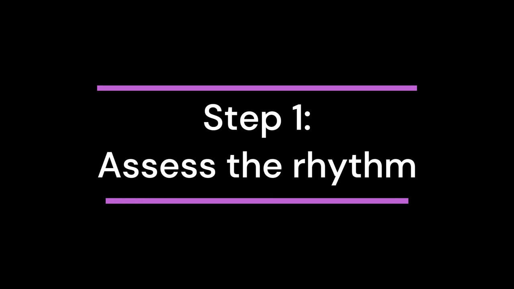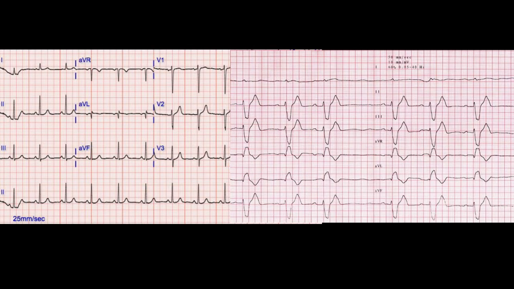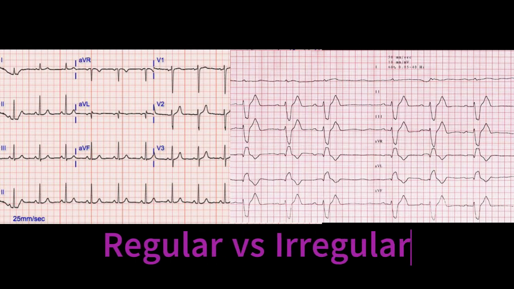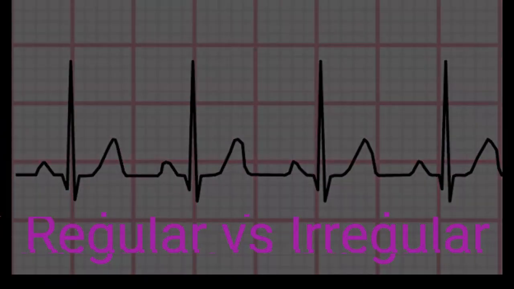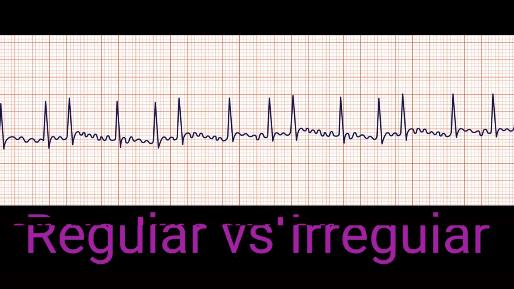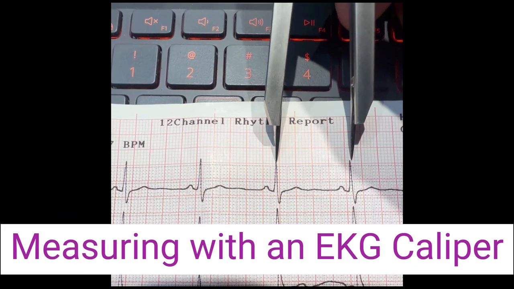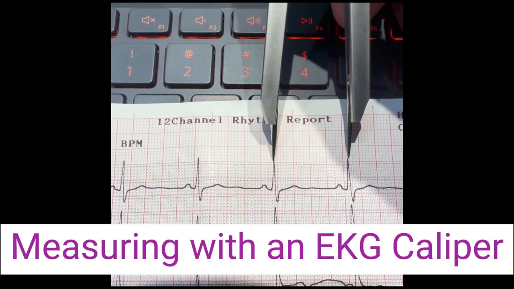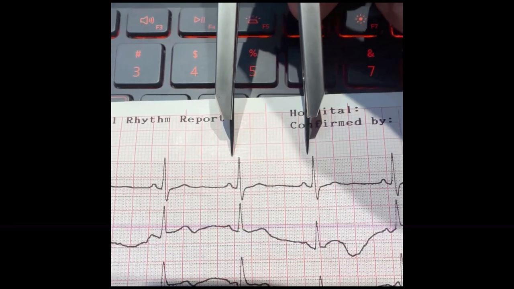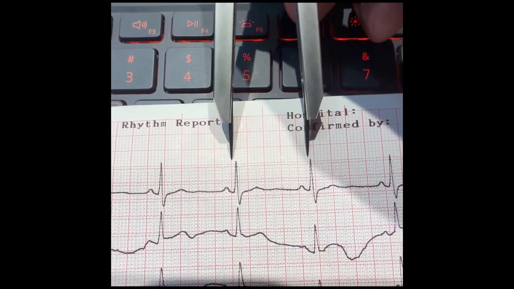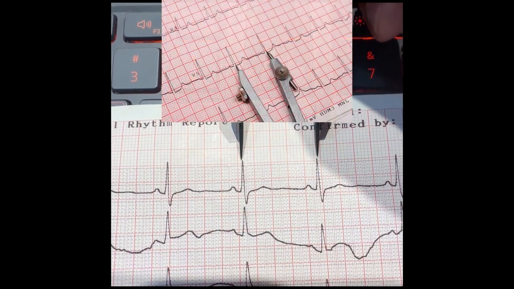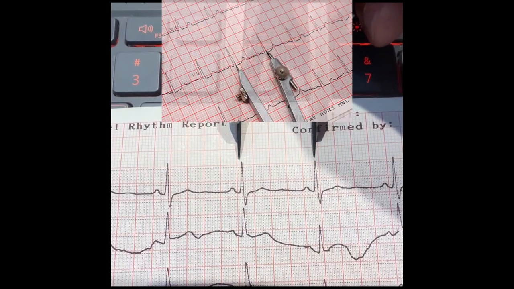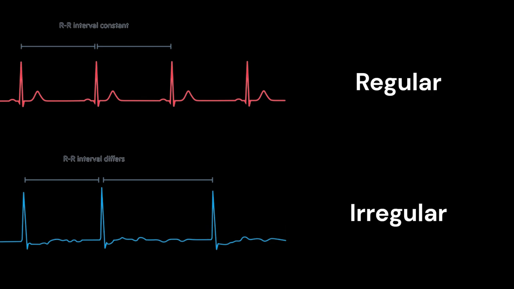Step 1, assess the rhythm. The first step is to assess the rhythm. Determine if the rhythm is regular or irregular. Look for patterns in the timing of the QRS complexes. An EKG rhythm is considered regular if the time intervals between consecutive QRS complexes are consistent. To measure the regularity of an EKG rhythm, you can measure the R-to-R intervals on an EKG strip using a ruler or caliper. If the R-to-R intervals are consistent, then the rhythm is considered regular.